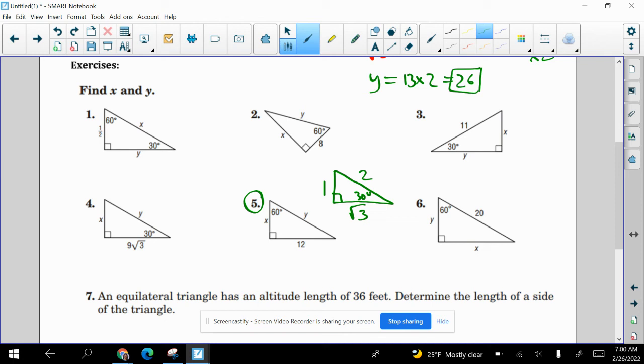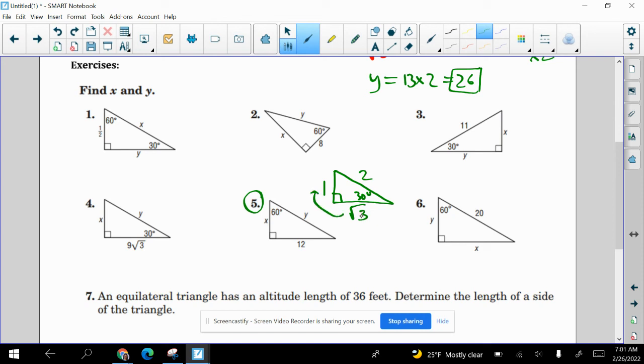Now, one thing that somebody asked me in class was, can I just use proportions? And that's totally fine. These are two similar triangles, so if you would like to use proportions, you can absolutely do that. So you could say 1 to root 3 is the same ratio as x to 12. Works totally fine. So I'm going to go ahead and do this.